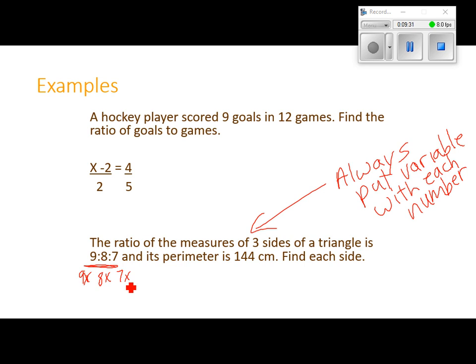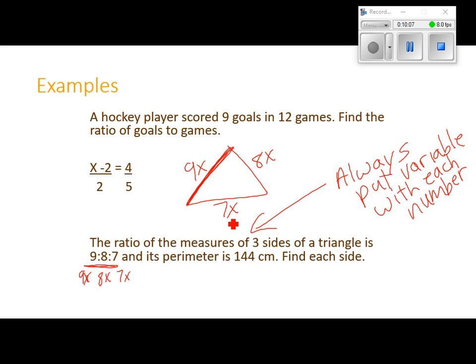The ratio of the measures of the 3 sides of a triangle is 9 to 8 to 7, and its perimeter is 144 centimeters. Find each side. I'm going to draw just a triangle up here, it doesn't matter what it looks like. This side, we just let it be not just 9, but 9x. This side, 8x. This side, 7x. How do you find the perimeter? We just got done doing this. Add up all the sides.